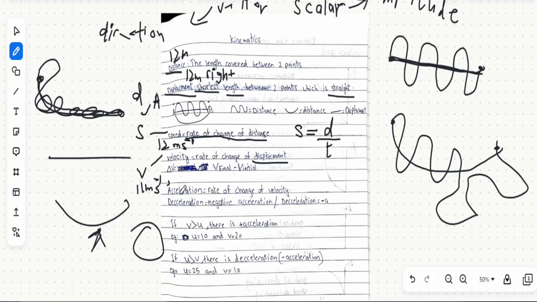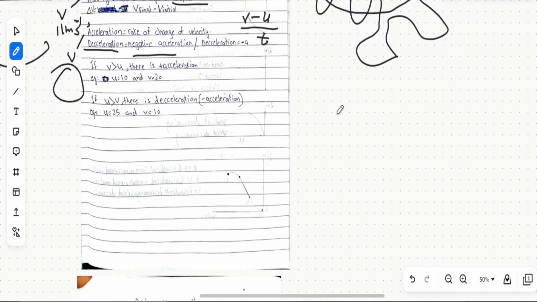Now acceleration is the rate of change of velocity, and remember, acceleration is also a vector. The acceleration formula is a = (v - u) / t, where v is the final velocity, so the final speed or velocity, whereas u is the initial velocity, the speed or velocity that you started with. And deceleration is negative acceleration. So what is deceleration?